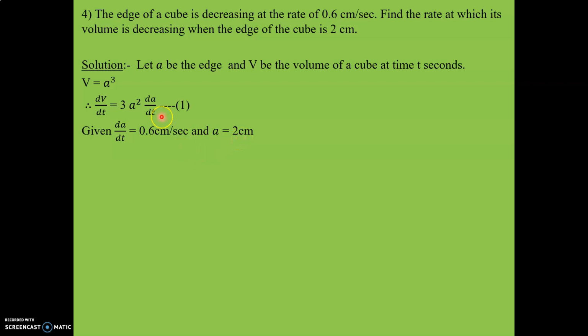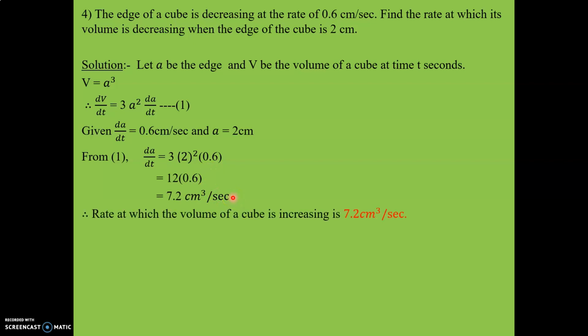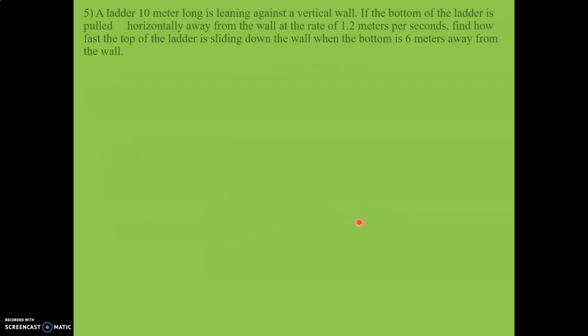We will substitute these values in this equation. Number 1, dA/dt is equal to 3 × 2² × 0.6, that is 7.2 cm³ per second is the answer. So the rate at which the volume of the cube is increasing is 7.2 cm³ per second. Next question.